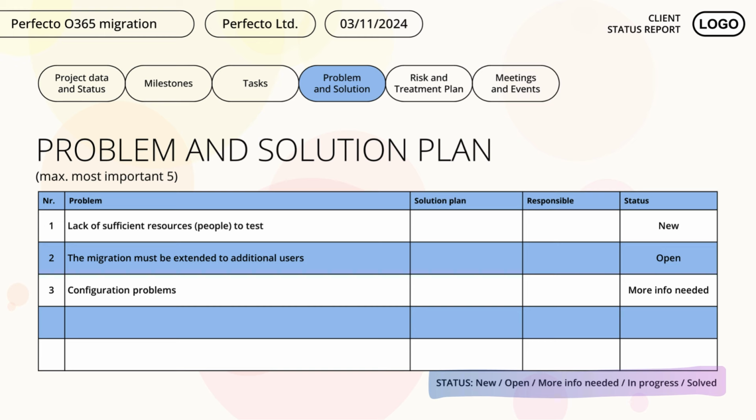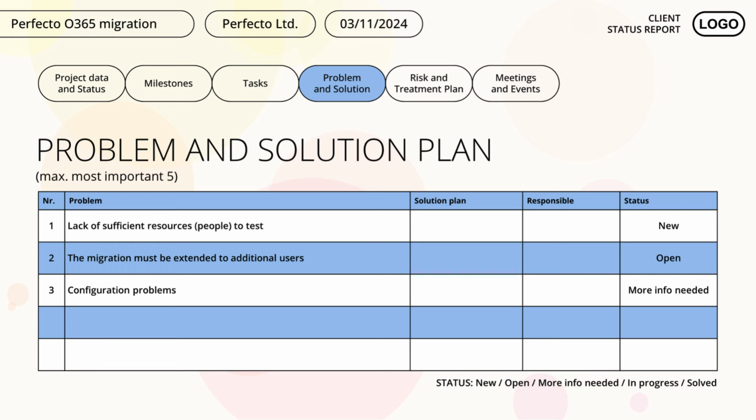Solved. A solved problem is one of which we have closed the solution plan in the given period. These and the outcome must be reported at the status meeting. This problem will not be included in the next report.